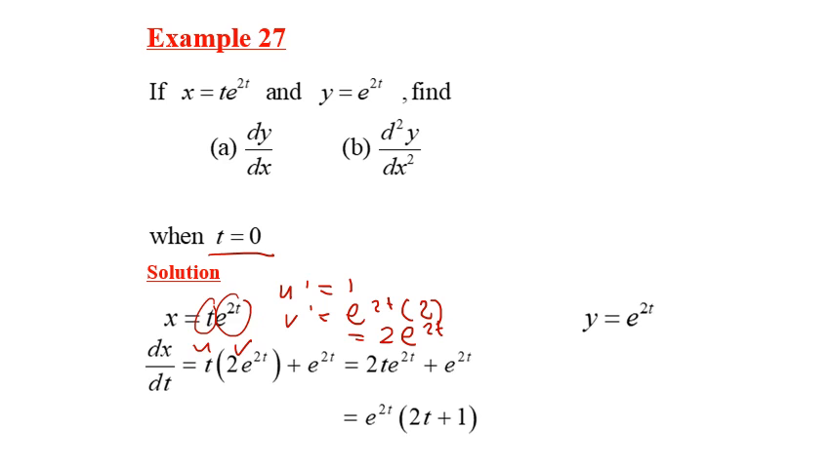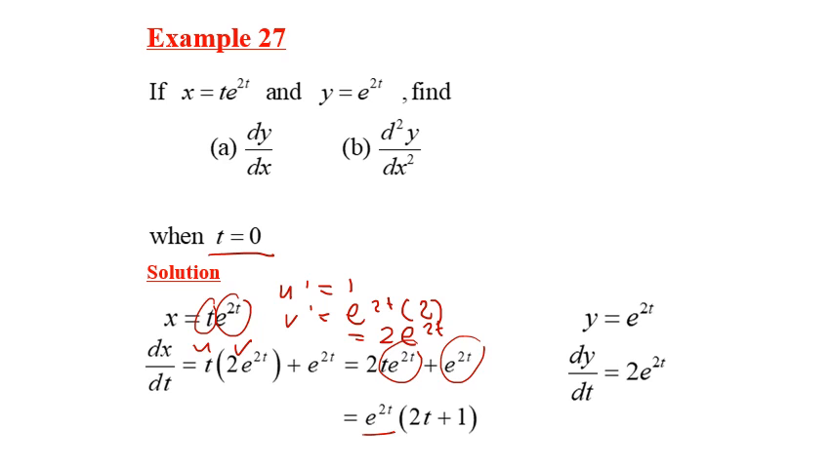There is 2t e to the power of 2t plus e to the power of 2t. And then we can factor out the exponent as usual. Usually if you have an exponent, we can factorize the exponent. So e to the 2t in bracket 2t plus 1. And as we know, dy/dt is 2e to the 2t. So no problem, very simple.